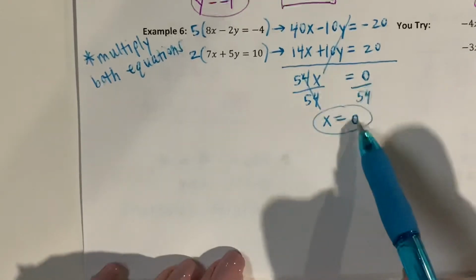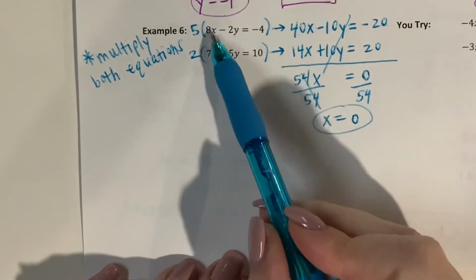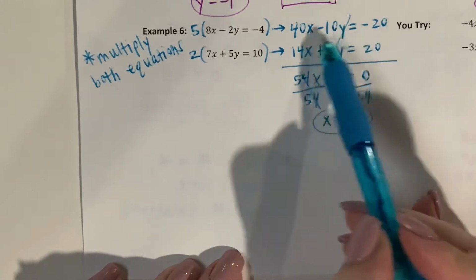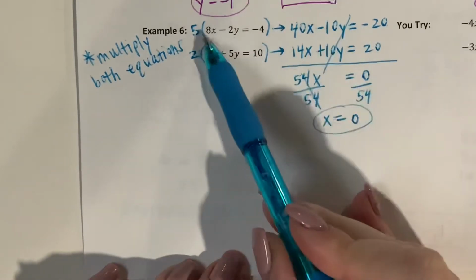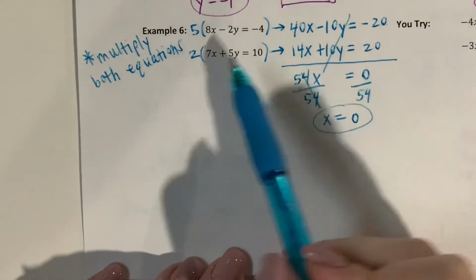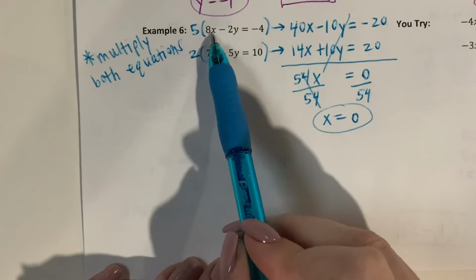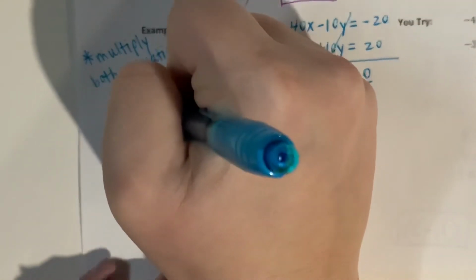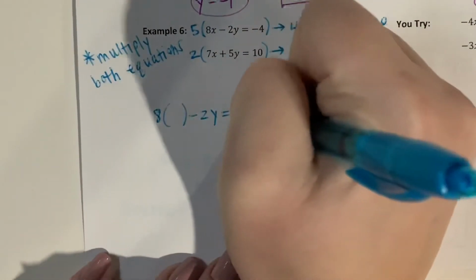And now I need to plug x is 0 in for x in one of my original equations. You can choose either. You could pick one of your rewritten equations, but I would avoid doing that because you can see these are much larger numbers, right? Now that we've multiplied the equations by 5 and 2. So I would pick one of the original equations that's printed on your page. I'll just choose the top equation. So I'm going to write 8 parentheses. I won't write the variable x because I'm going to plug in 0 for x. So I have 8 times parentheses minus 2y equals negative 4.